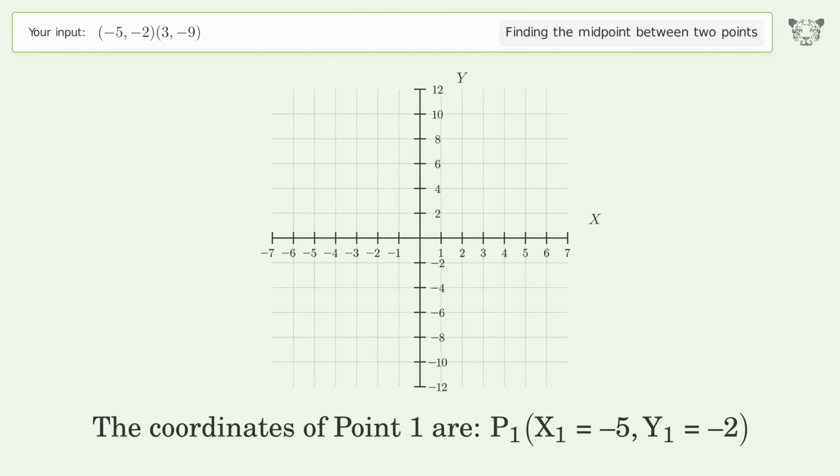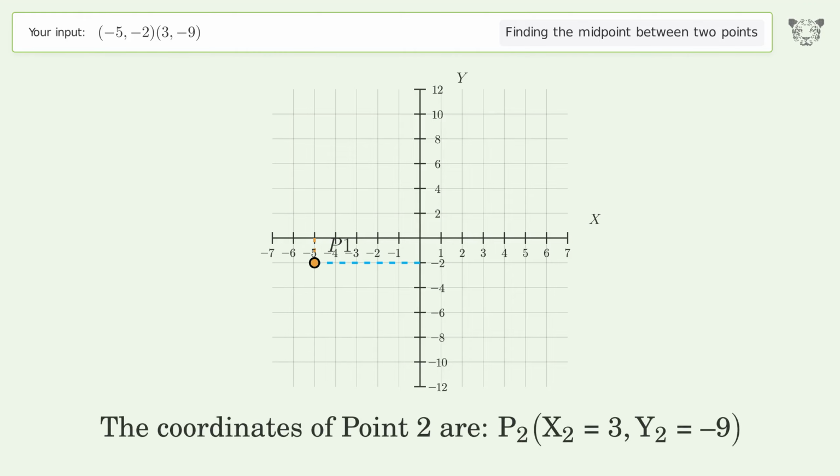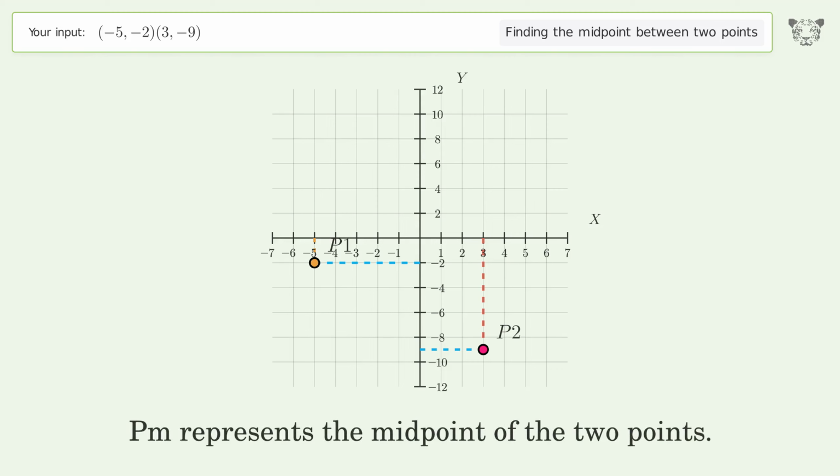The coordinates of point 1 are x1 equals -5, y1 equals -2. The coordinates of point 2 are x2 equals 3, y2 equals -9. PM represents the midpoint of the 2 points.